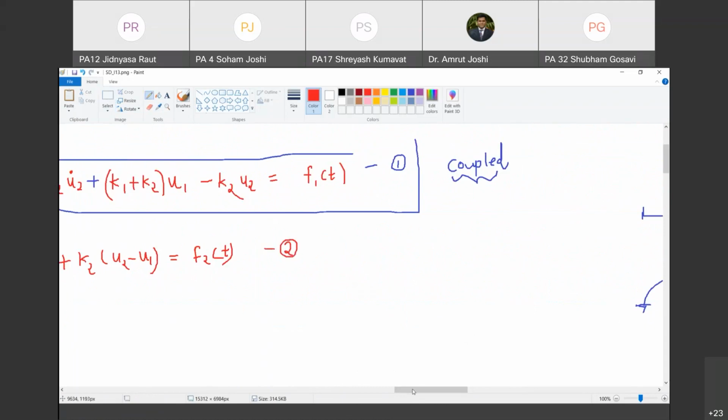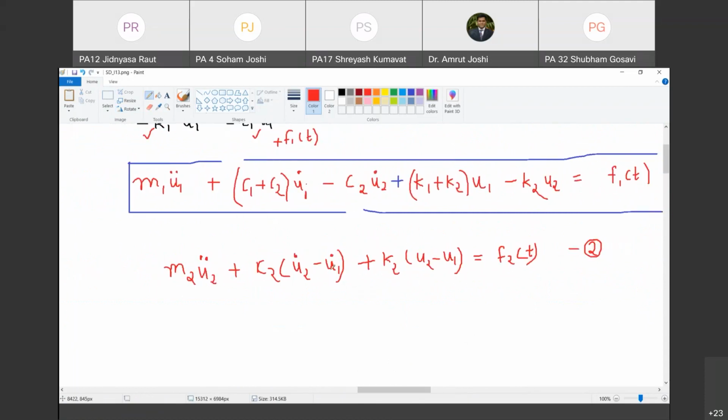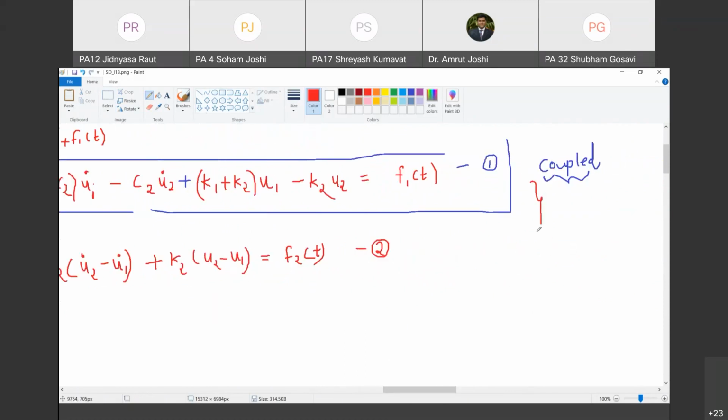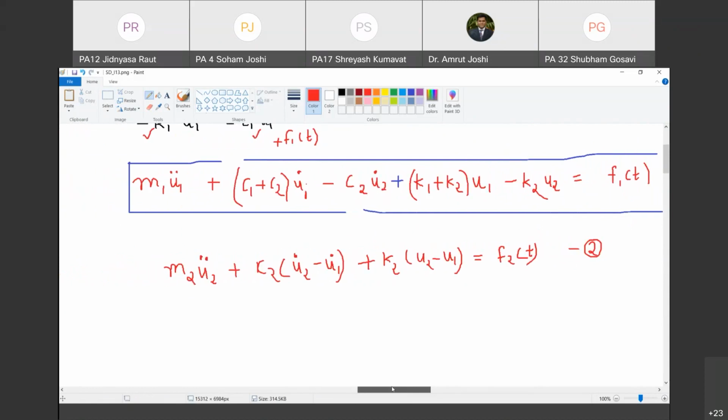Is this a coupled equation? Yes, because it involves u2 dot minus u1 dot and u2 and u1. So both the equations of motion that we have derived are coupled. Do you agree with me? Yes, sir. And we are not in a position to solve this because we are in the position to solve decoupled equations. We could solve this equation if it would have been m1 u1 double dot plus c u1 dot plus k u1 equal to f of t. If it were like this, we could solve it. But as it involves u1 dot and u2 dot both, it involves u1 and u2 both, I cannot solve this. Are you with me? Yes, sir.